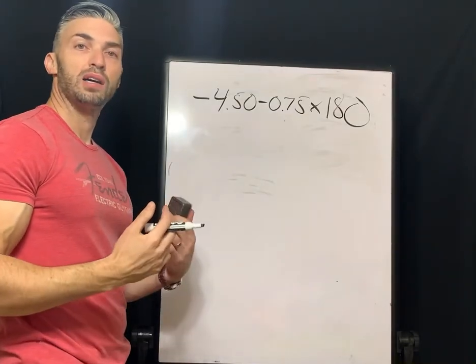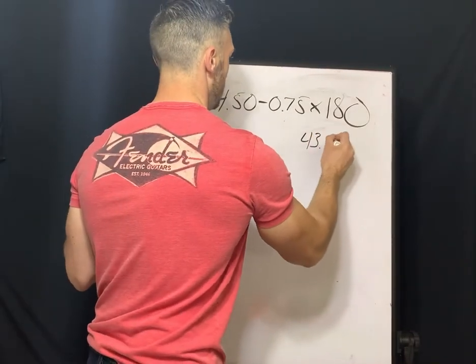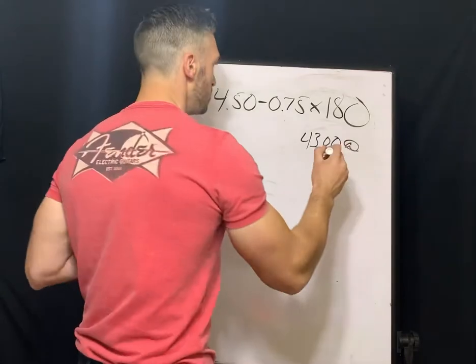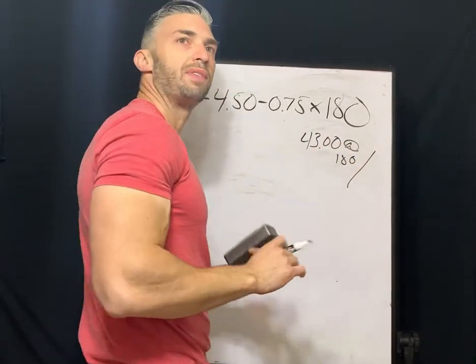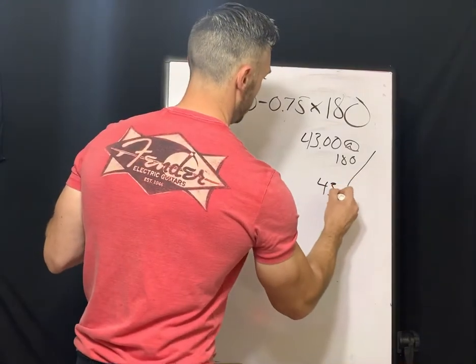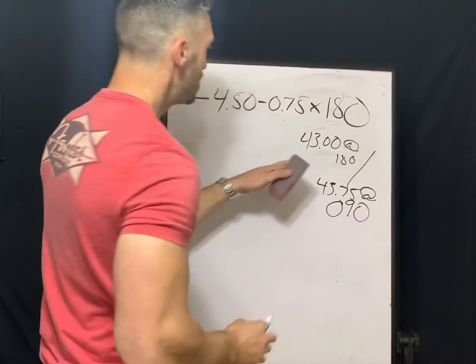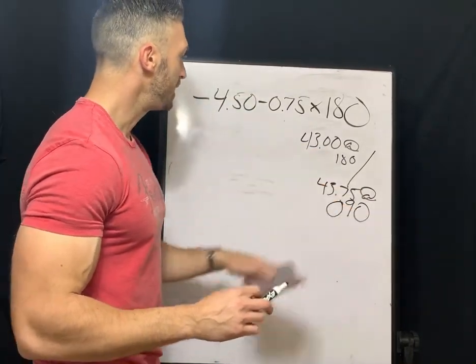So I'm going to put some keratometry readings up here. Let's do 43 at, let's see, we'll do 180. And we'll do 43.75 at 90. Okay, so I did 43 at 180, 43.75 at 90.